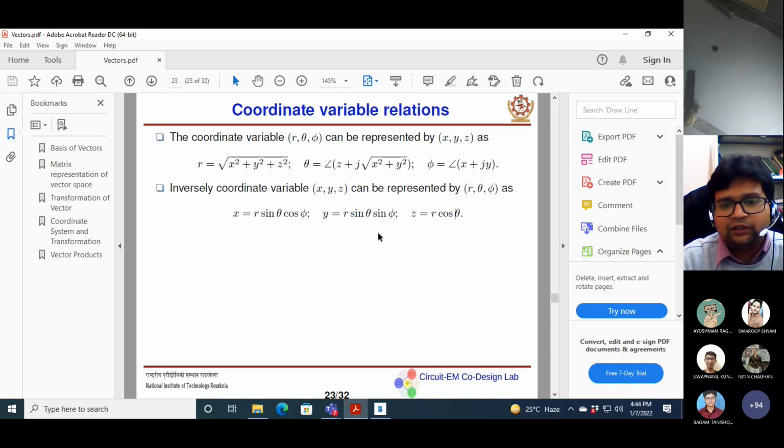Now we'll see about the transformation of coordinate system. So these two are different. Please note that the transformation of coordinate system and transformation of coordinate variable are different.